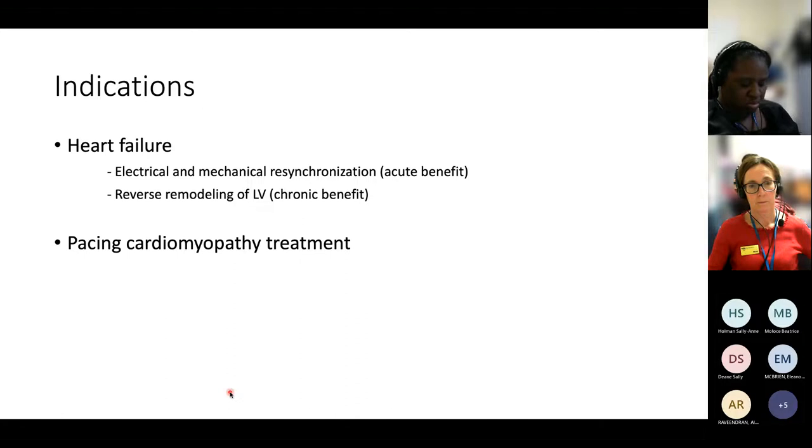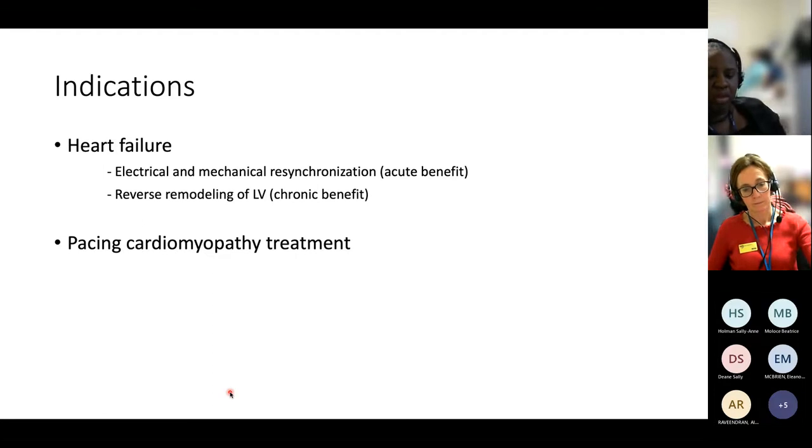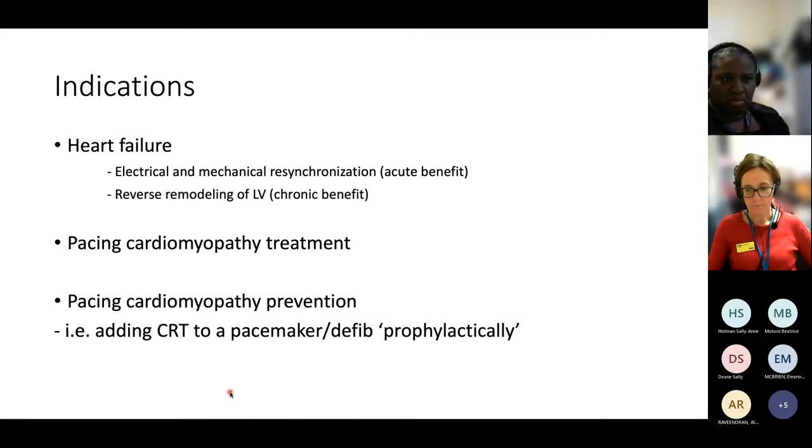The next strongest indication to my mind is a pacing cardiomyopathy treatment, which is just sort of a cardiologist-induced heart failure, really. And we'll have a little talk about pacing cardiomyopathy in a second. And finally, the softest indication to my mind is preventing pacing cardiomyopathy.